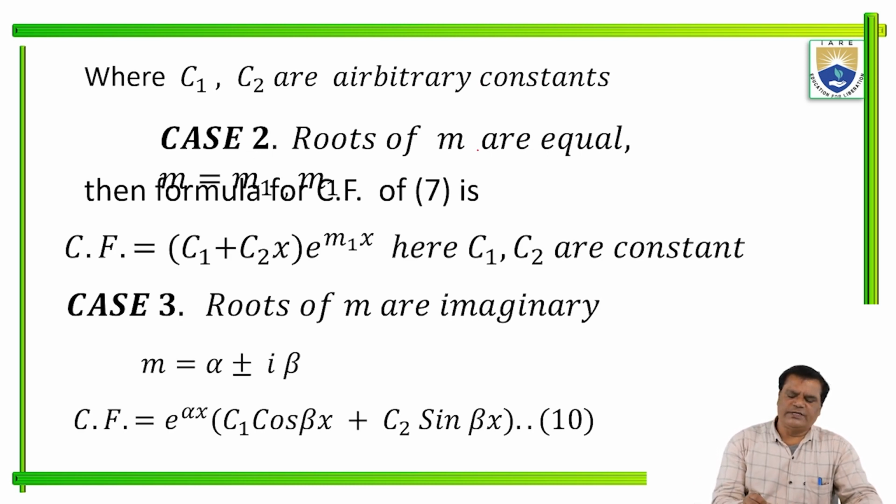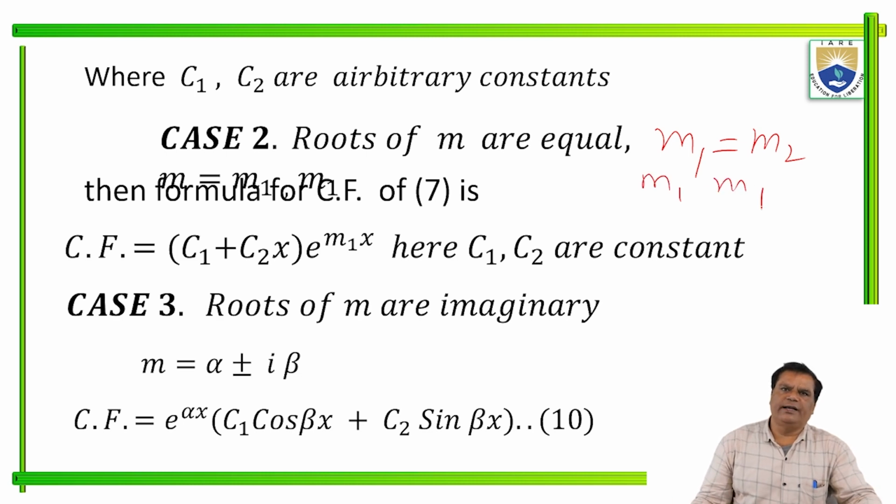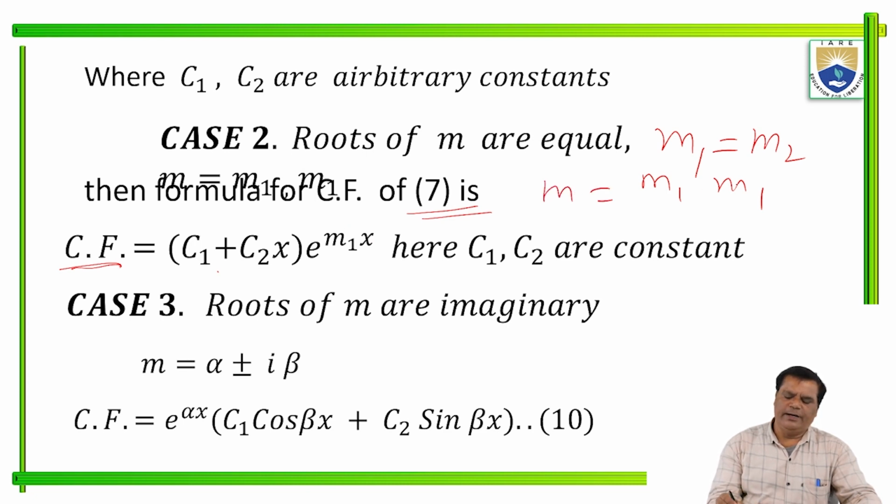Case 2: the roots of m are equal, meaning m1 equals m2. The two roots of equation 7 are m1 and m1. Then the complementary function is CF equal to C1 plus C2x, times e to the power m1x.